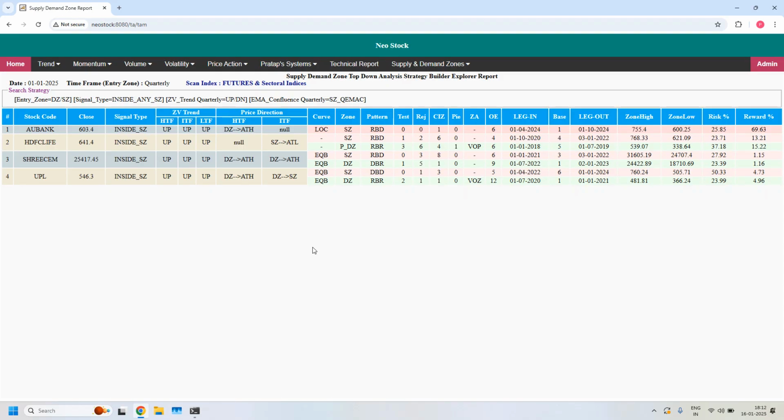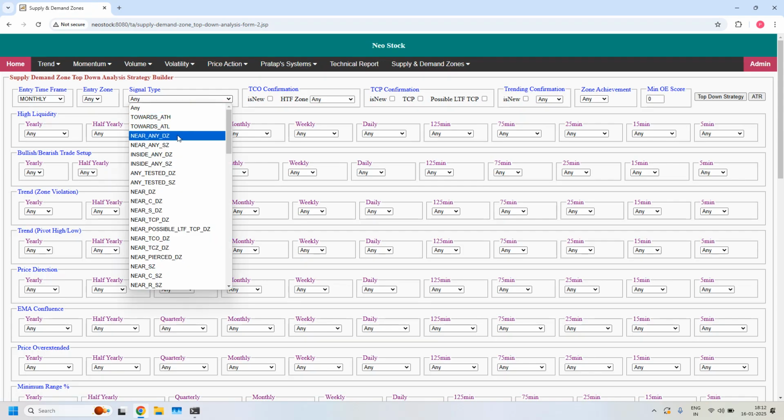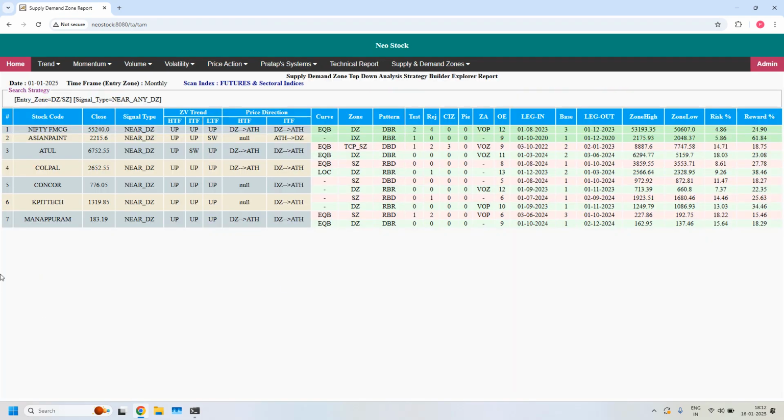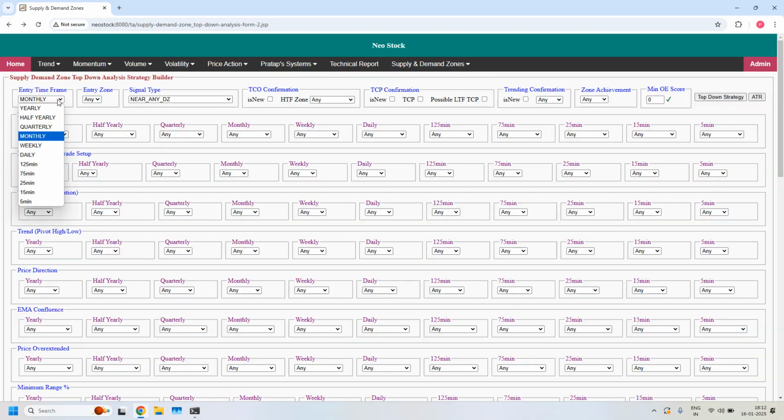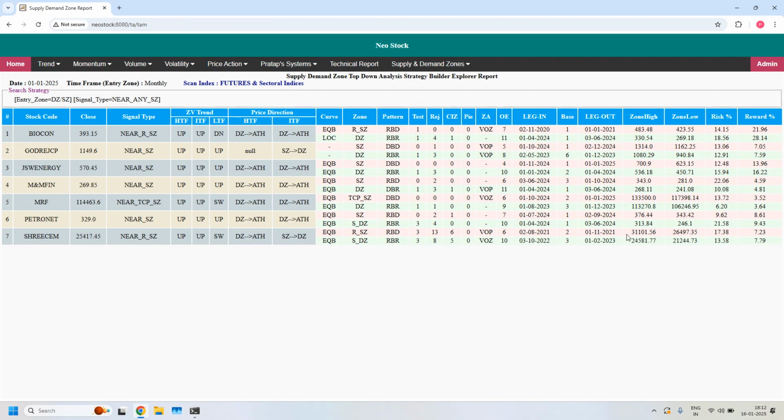Good. This is about the quarterly time frame, and the next time frame is monthly. Stocks near the monthly demand zone. 7 stocks are filtered. Next, monthly time frame, stocks near the monthly supply zone. We got again 7 stocks.